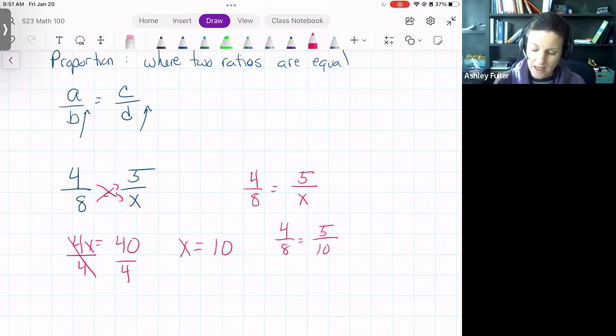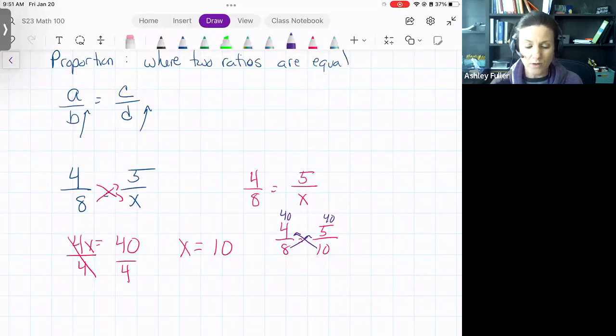Note, to verify that two ratios are equal, or that a proportion is true, we can simply take the values and make sure that the cross multiplication gives the same number. 4 times 10 gives us 40, and 8 times 5 also gives us 40. So we can verify that that is correct.